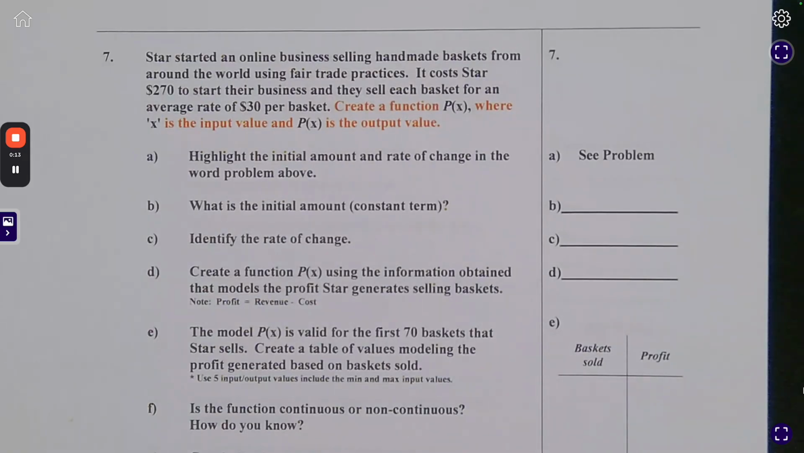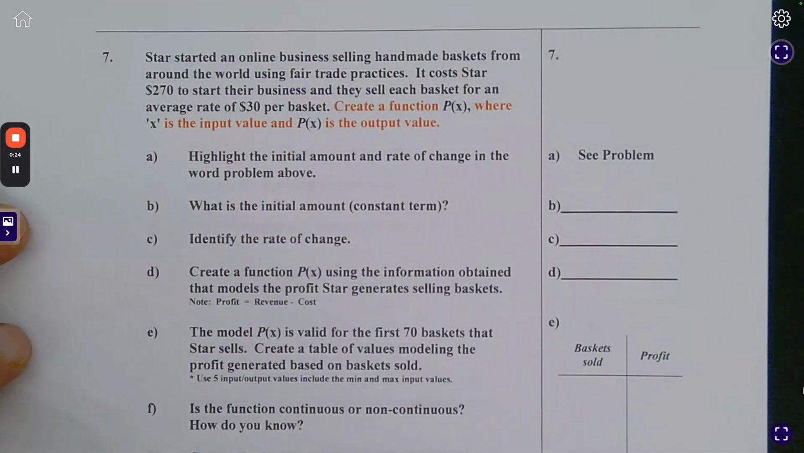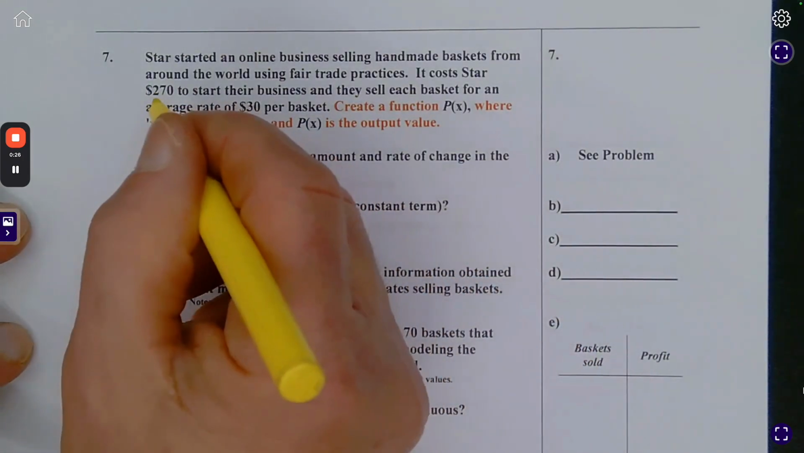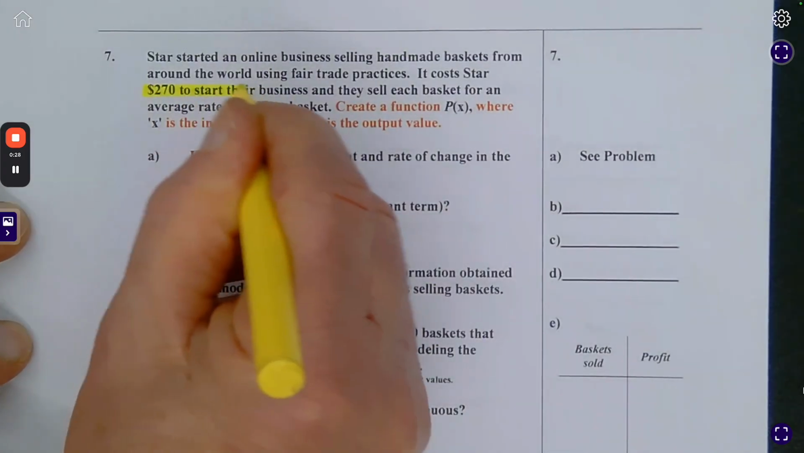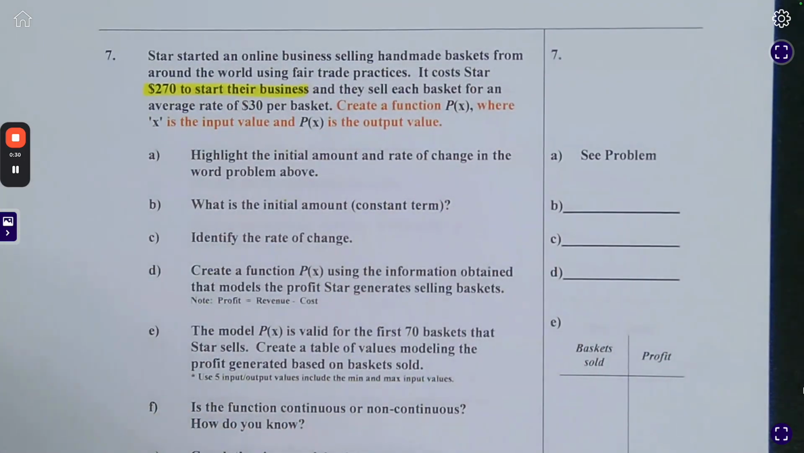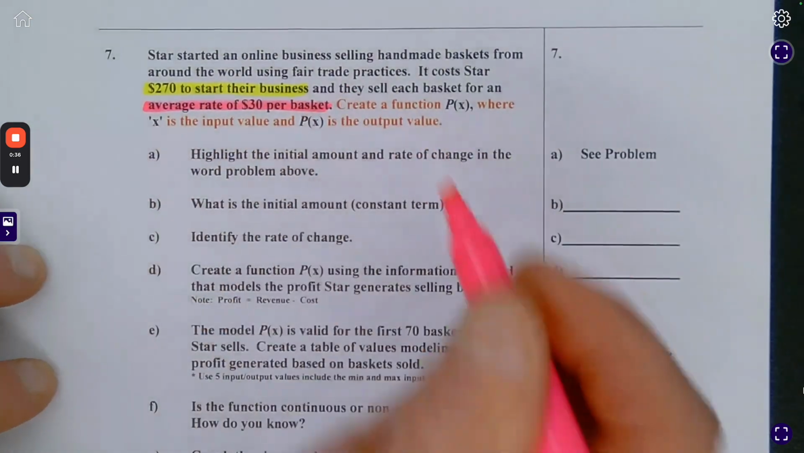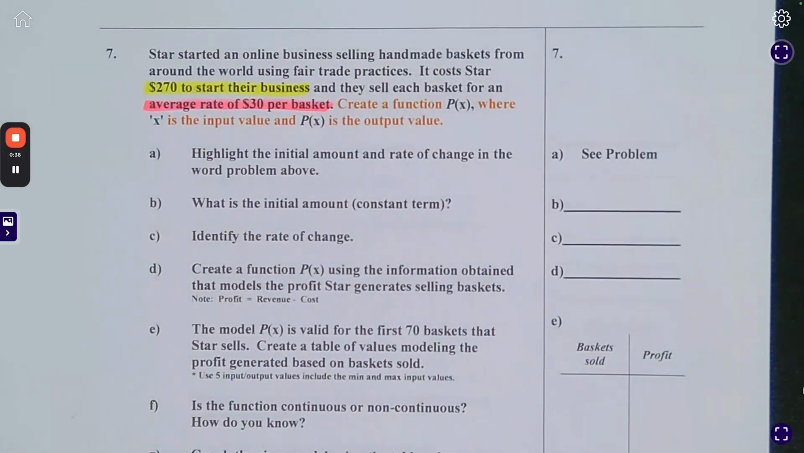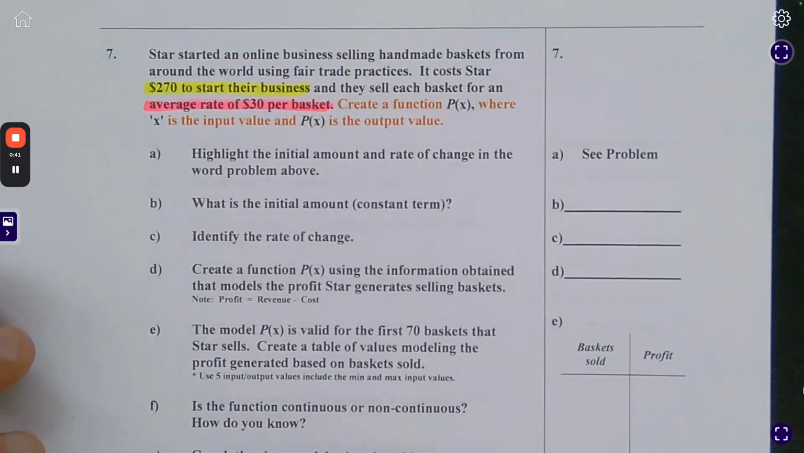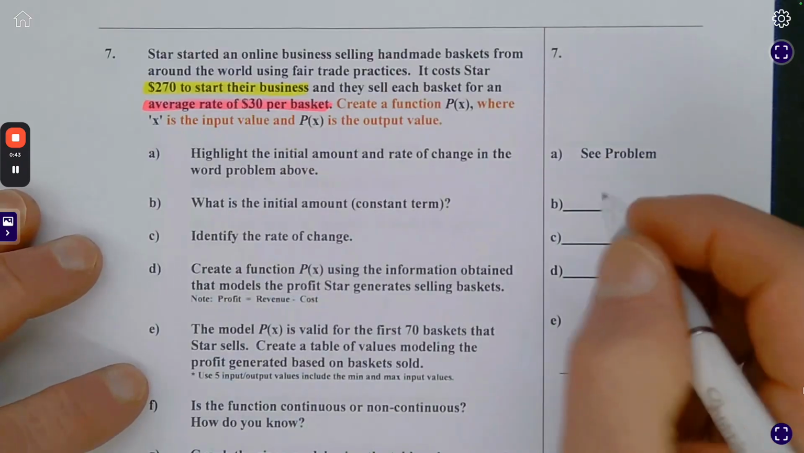Okay, let's do problem number 7. Star started an online business selling handmade baskets around the world using fair trade practices. Good on you, Star. It cost Star $270 to start their business. Okay, that's important. And they sell each basket for an average rate of $30 per basket. Okay, that's also important. We're going to write a function, p of x, where x is the input and p of x is the output.